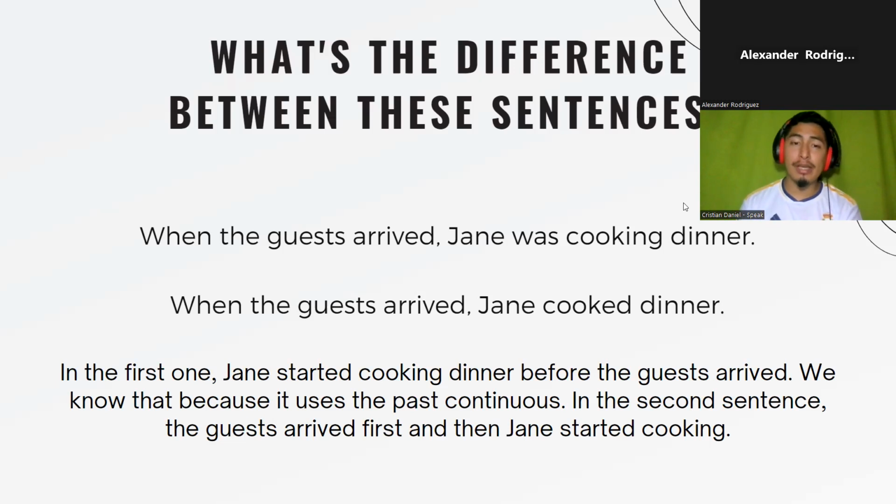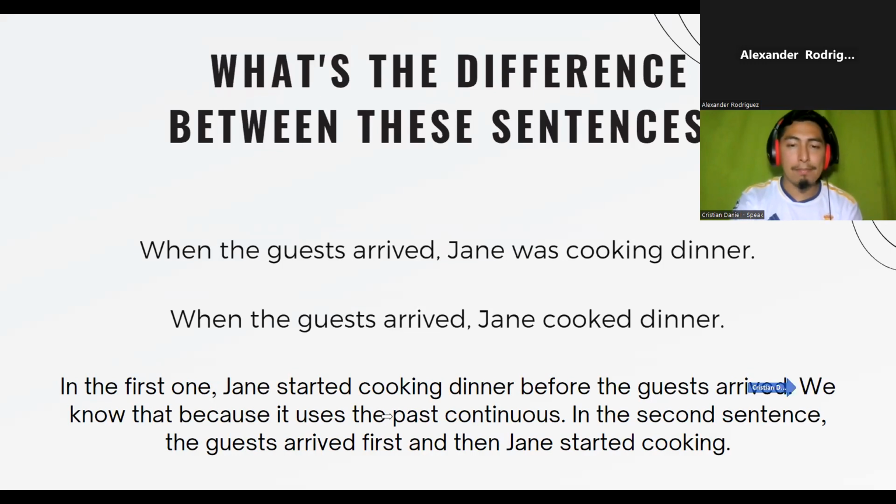Okay, so you did very well in the explanation of the first sentence because you said that she started cooking first and then she was interrupted by the guests, or the guests got to her house in the middle of the action. While she was cooking, then they got to her house. Okay, Alexander? Very good. Then we know that because it uses the past continuous.